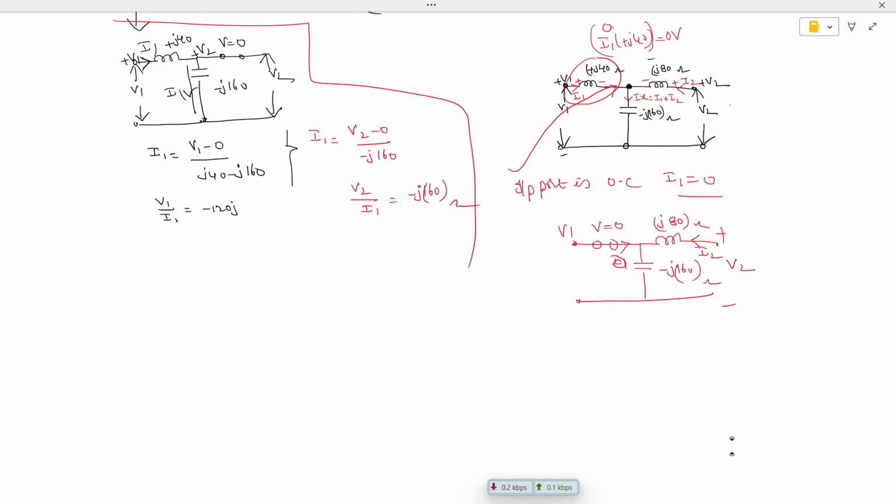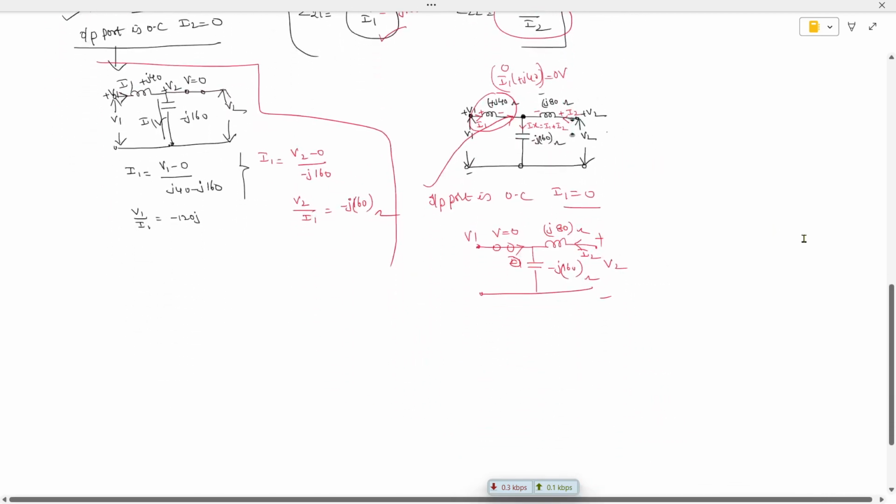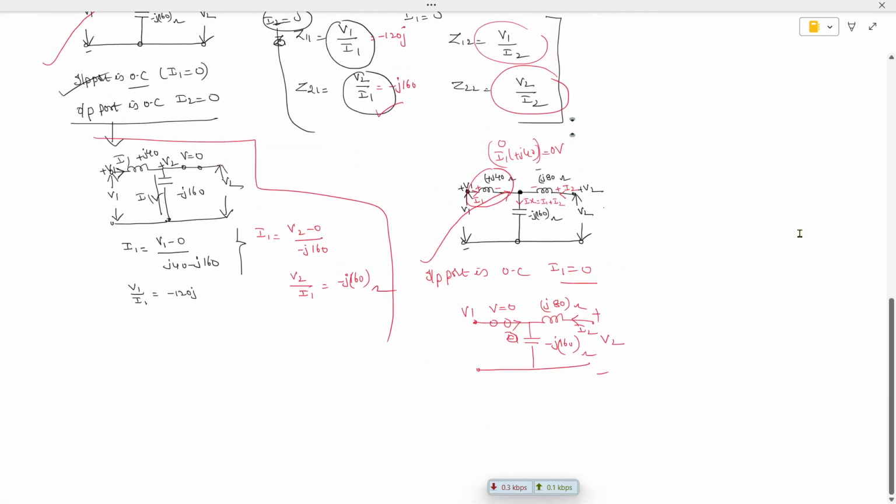Okay, so how we are going to solve this is very important. In this branch we require two ratios. One is V2 by I2, and as already discussed, we require V2 by I2 and V1 by I2. It's very simple. While you are solving, you should be very careful about what is required in the problem.